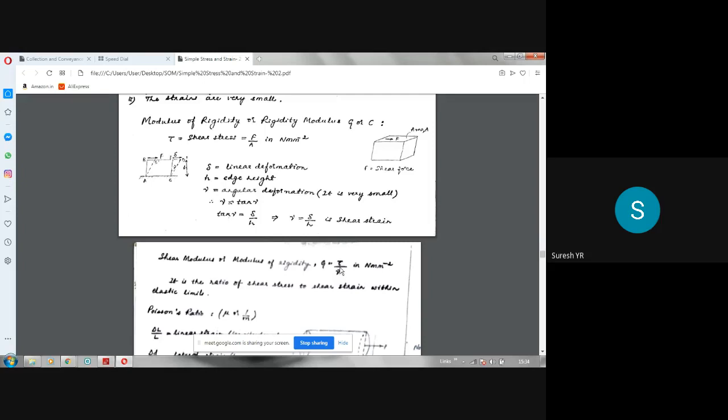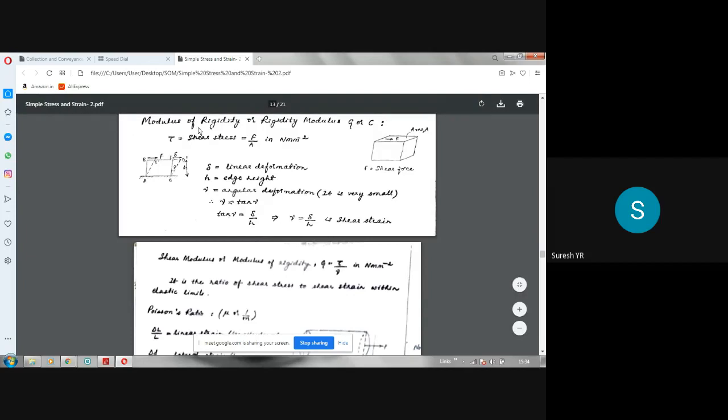It is just a ratio. So tau by gamma is Newton per mm square. So it is the ratio of shear stress to shear strain within elastic limits. That is the definition of modulus of rigidity.